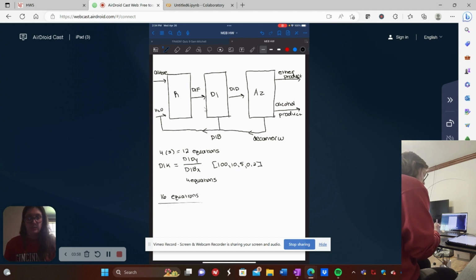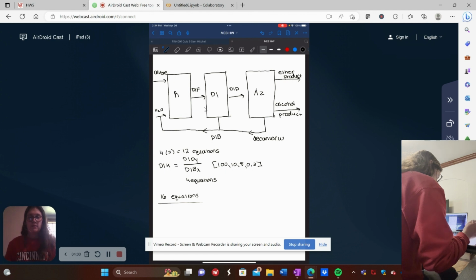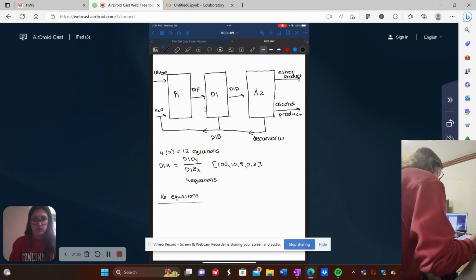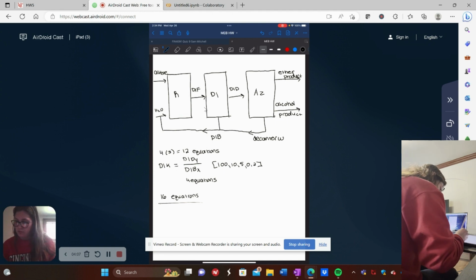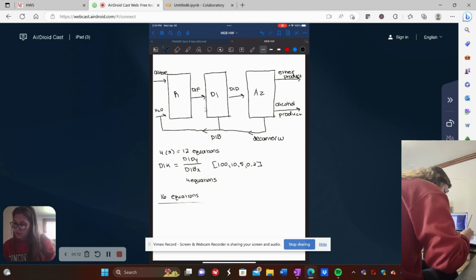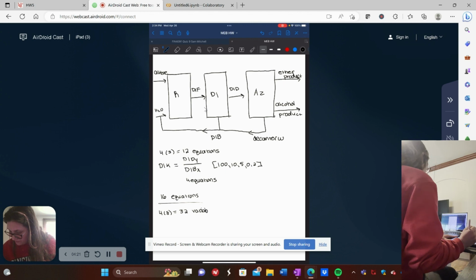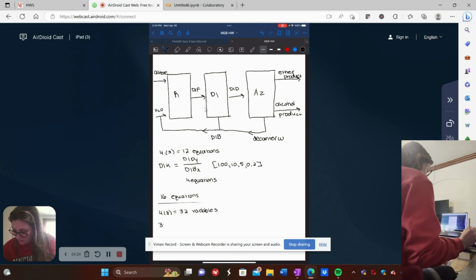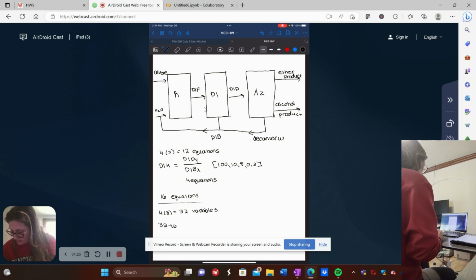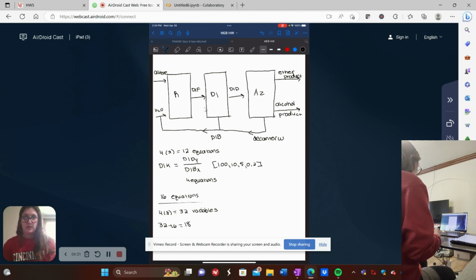And then for variables, there are 4 molar flow rates associated with each stream. And we see that we have 1, 2, 3, 4, 5, 6, 7, 8 streams in this system. So we have 4 times 8, which gives us 32 variables. And then if we just take 32 minus 16, we get 18 variables that we need to specify.